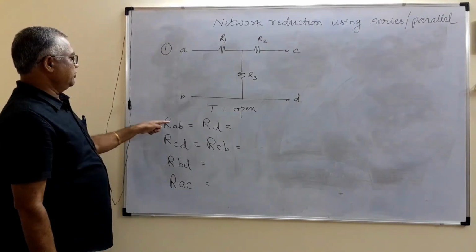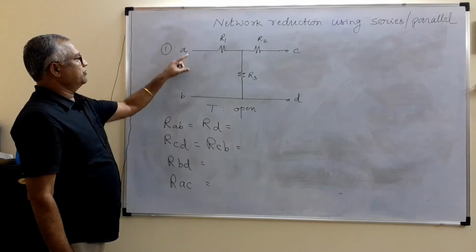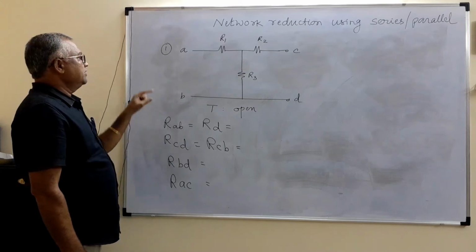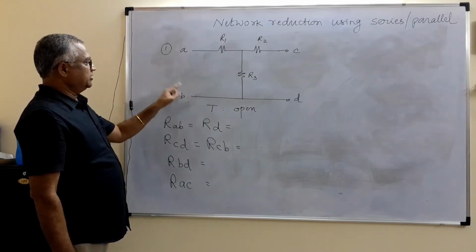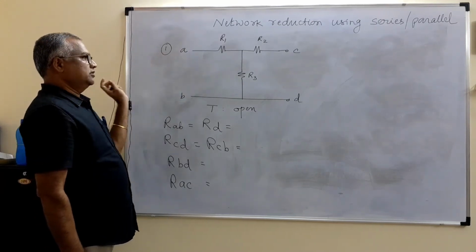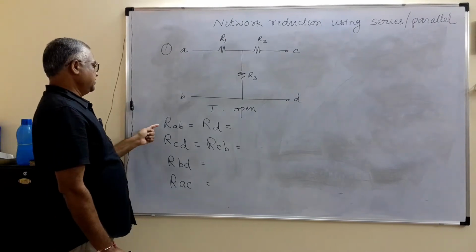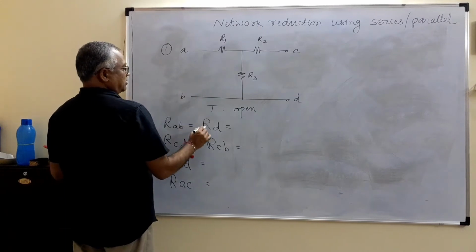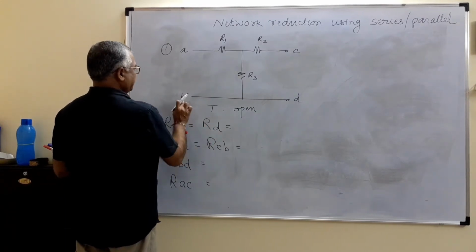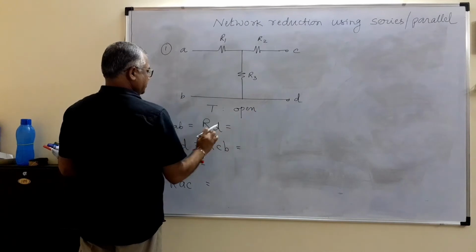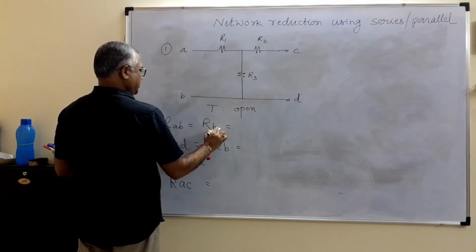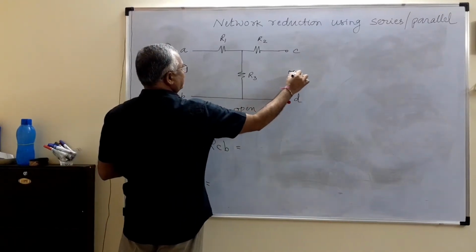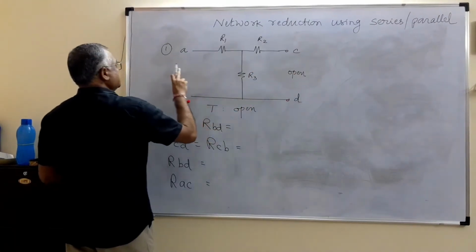So what is the meaning of RAB? Resistance viewed from AB. Viewed is not literally going there and looking at it. It is as if there is a source connected here, how much resistance that source is facing. That is RAB. And RBD, B and D are the same, right? But this is open. So what is the answer?